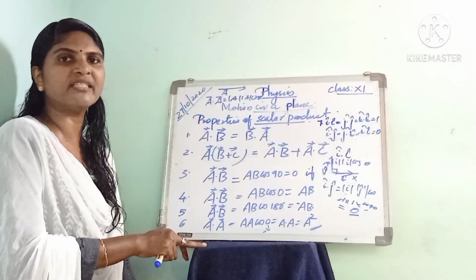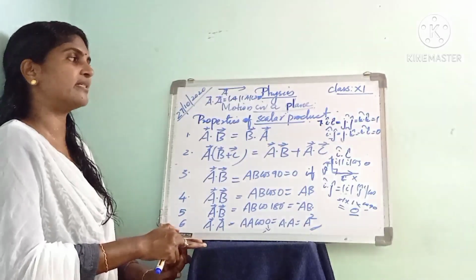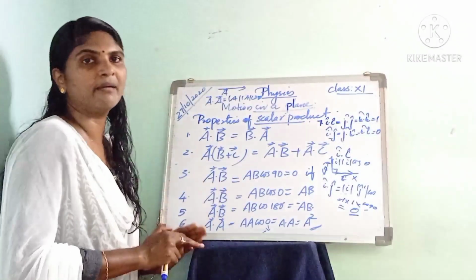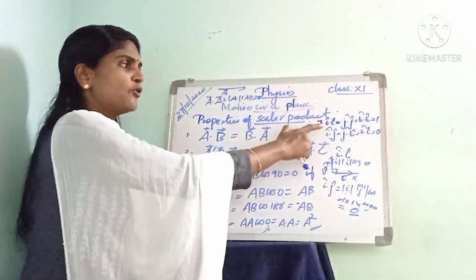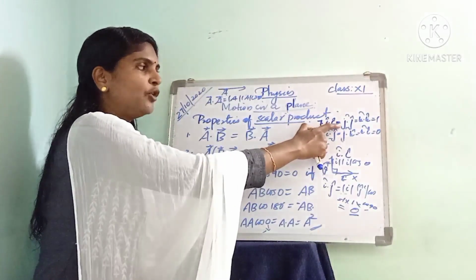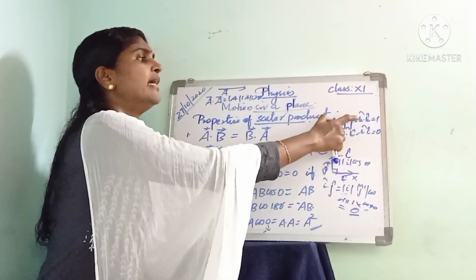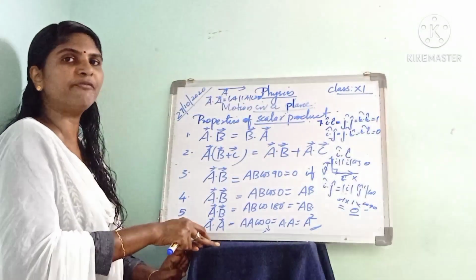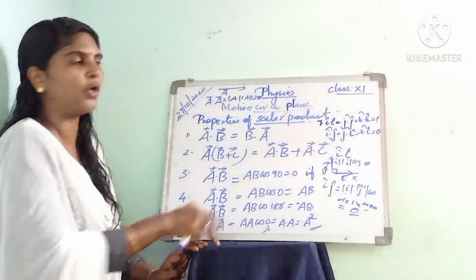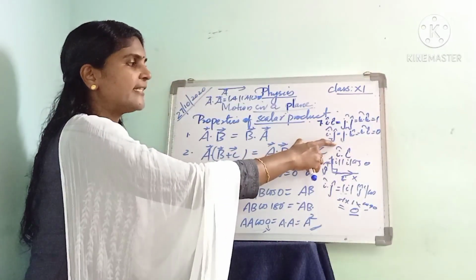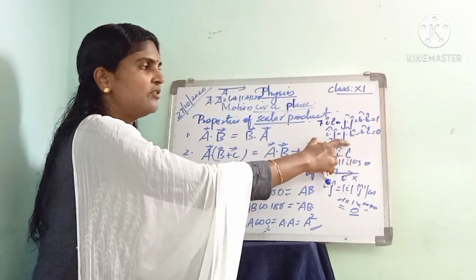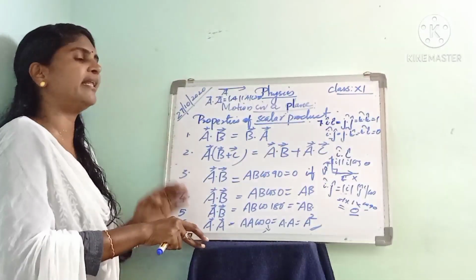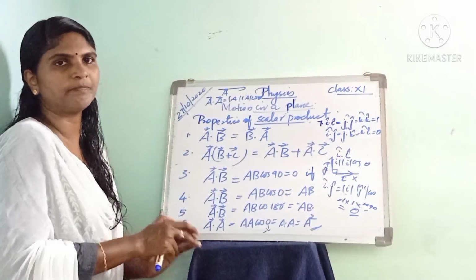Then about the dot product of the unit vectors or base vectors. The dot product of similar base vectors is actually 1. So I dot I is equal to J dot J is equal to K dot K is equal to 1. And the dot product of different base vectors is 0. So I dot J is equal to J dot K is equal to K dot I is equal to 0. That is about the properties of scalar product.